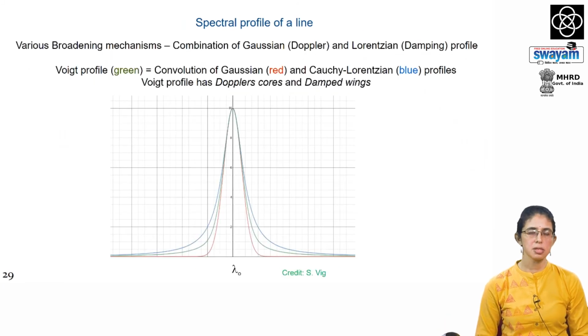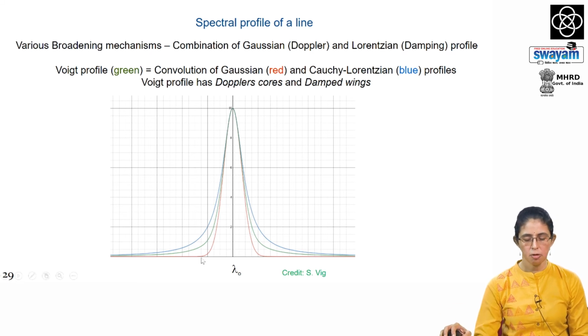Now, if one considers the sum total of the various broadening mechanisms, it is a combination of a Gaussian profile and a Lorentzian profile, that is a damping profile. While the Gaussian profile is due to thermal effects, the Lorentzian or damping profile is because of natural broadening as well as pressure broadening, and a convolution of these two gives rise to a Voigt profile.